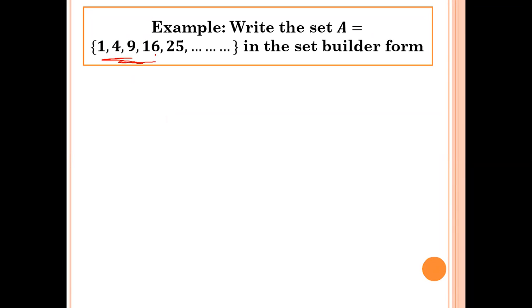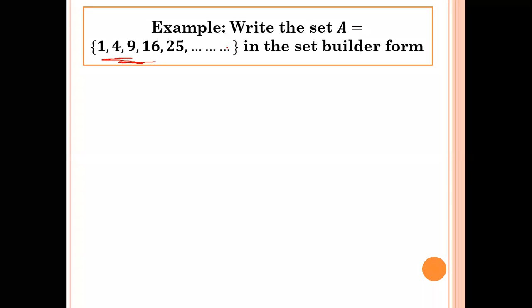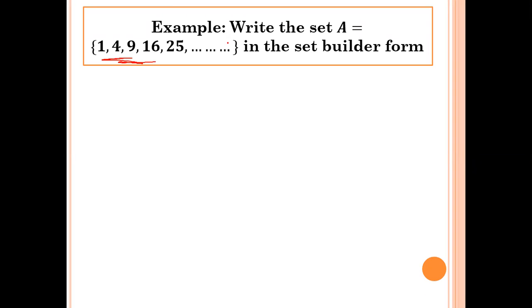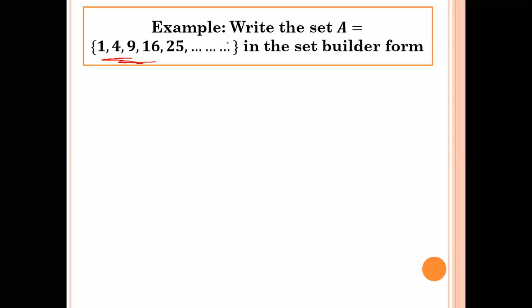They have listed out the elements. You have to write it in the set builder form. So how will you write it in the set builder form? What is the common property among the elements?